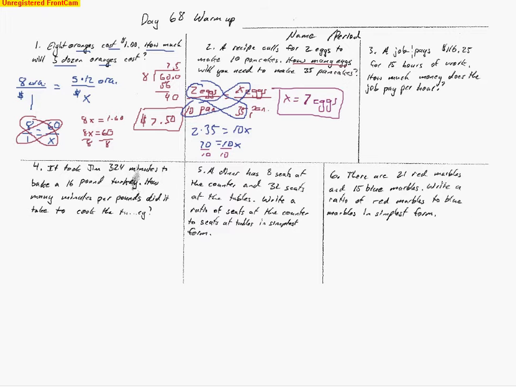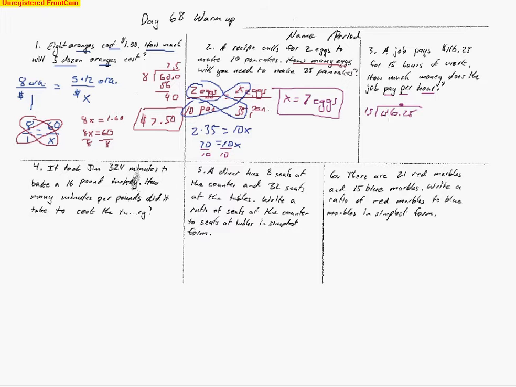Here it talks about a job pays $116.25 for 15 hours of work. How much money does the job pay per hour? So we're going to divide the number of hours into the pay. So let's go ahead and do that. 15 into 116.25. Important thing to do is bring that decimal point straight up.